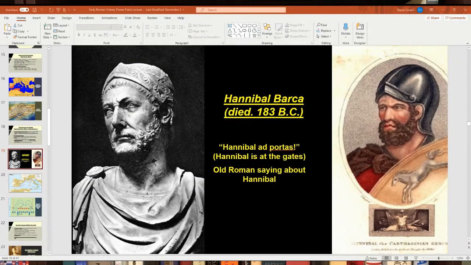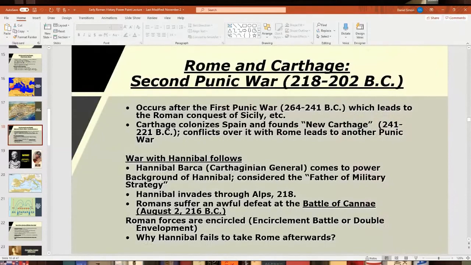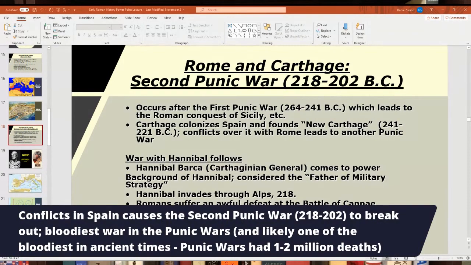Now, I've got a few minutes left here. Let me talk briefly about the Second Punic War, which of course broke out because of the Carthaginian general Hannibal at that point. The Second Punic War broke out because of Spain. Both Rome and Carthage wanted control of it, just like Sicily.